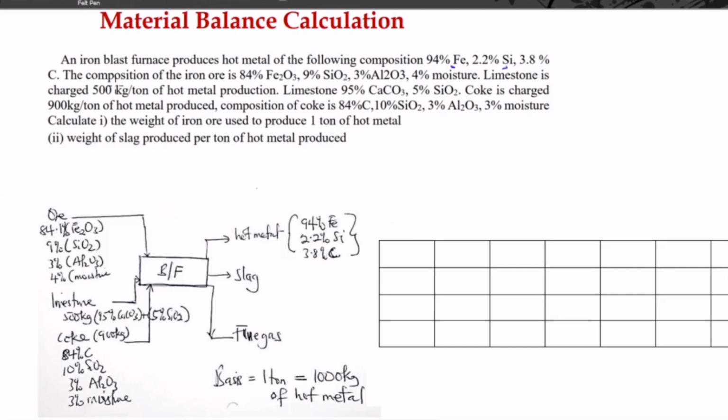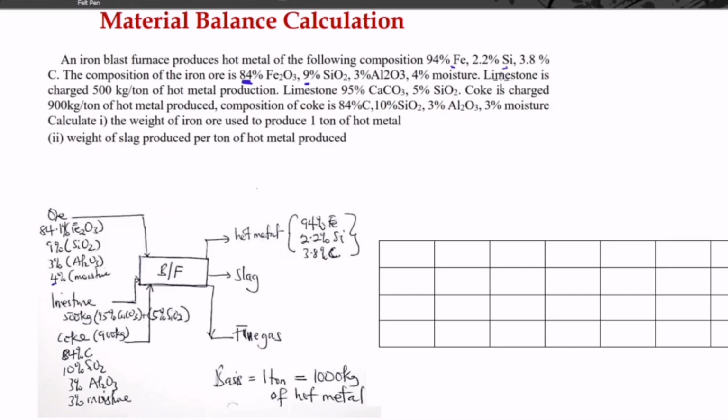With the ore, you come back to the question. They say the composition of the ore is 84% of what? Hematite. So we have 84% of hematite here. Then we have 9% of what? Silica. We have 9% of silica here. We have 3% of alumina, and 4% of moisture. We have 4% of moisture here.